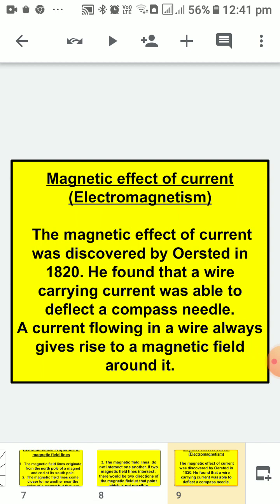Now, the magnetic effect of current, which is also known as electromagnetism. The magnetic effect of current was discovered by Ørsted in 1820. He found that a wire carrying current was able to deflect a compass needle. A current flowing in a wire always gives rise to a magnetic field around it.